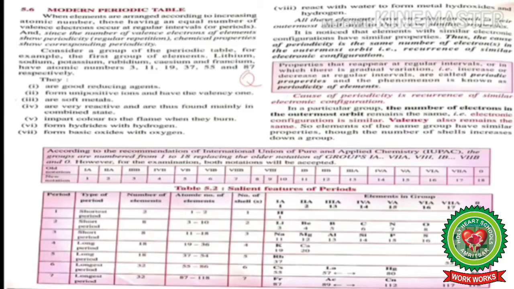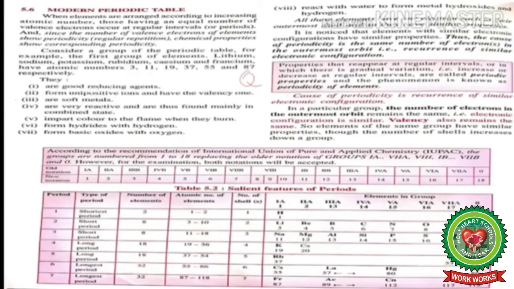In a particular group, the number of electrons in the outermost orbit remains the same, that is, electronic configuration is similar. Valency also remains the same. So elements of the same group have similar properties, though the number of shells increases down a group.